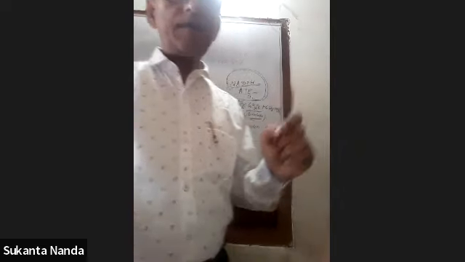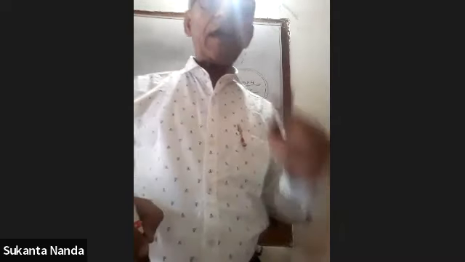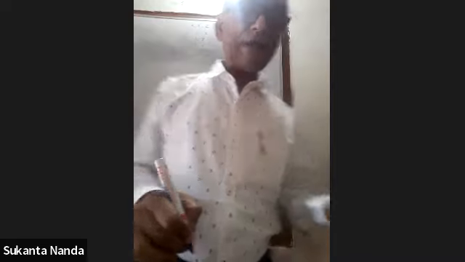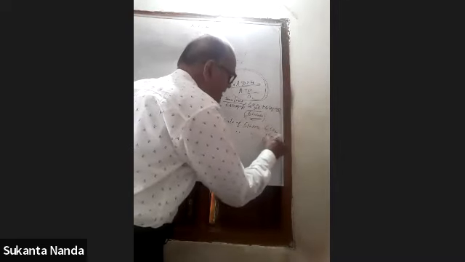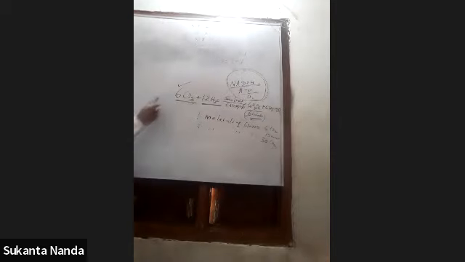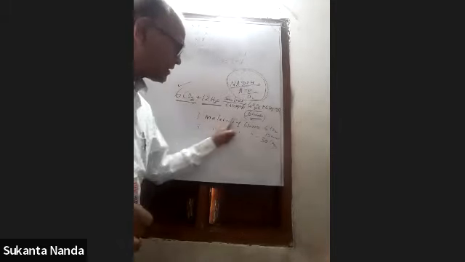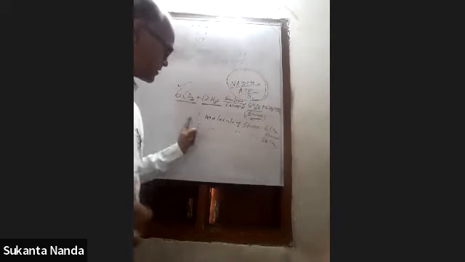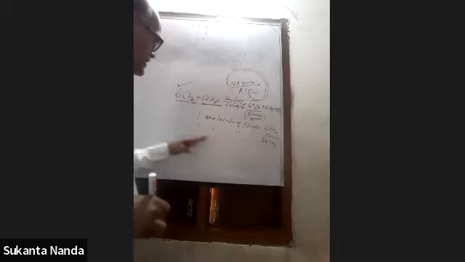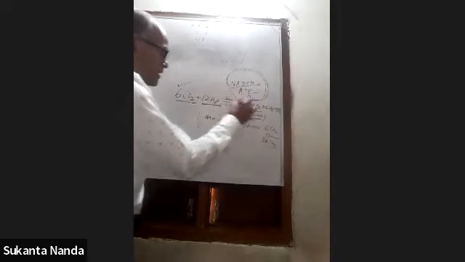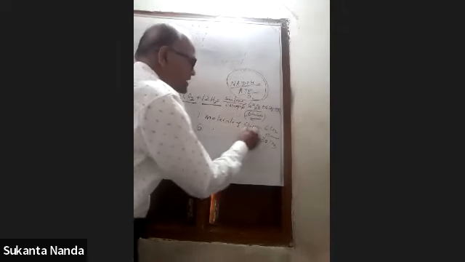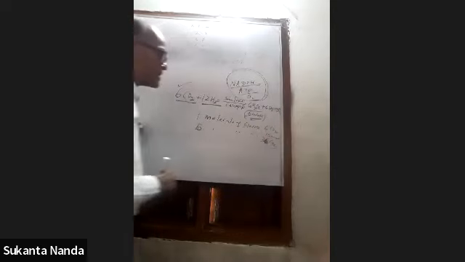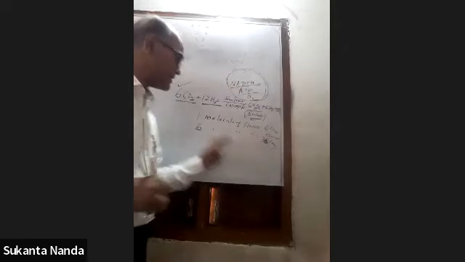For 1 molecule of glucose, 6 carbon dioxide is needed. For 5 molecules of glucose, how many carbon dioxide are needed? 30. So 6 into 5, that is 30 CO2 is needed. For 1 molecule of glucose, 6 CO2 is needed, so 5 molecules of glucose need 30 carbon dioxide, and 6 molecules of glucose need 36 carbon dioxide.